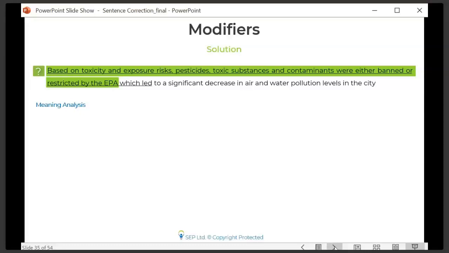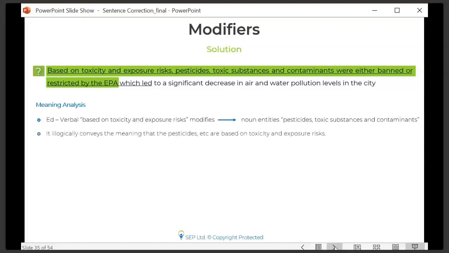So what it means is the pesticides are based on toxicity. The toxic substances are based on toxicity. The contaminants are based on toxicity. Now, does that make sense? It illogically conveys the meaning that the pesticides, etc., are based on toxicity. Okay, the pesticides are based on exposure risk. This meaning is incorrect, and therefore we know that you need to rephrase the sentence.